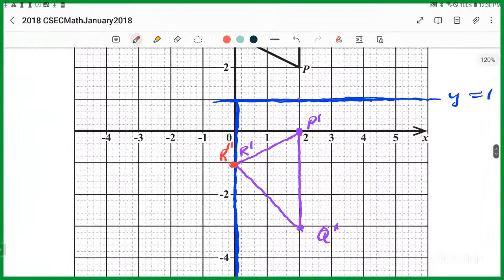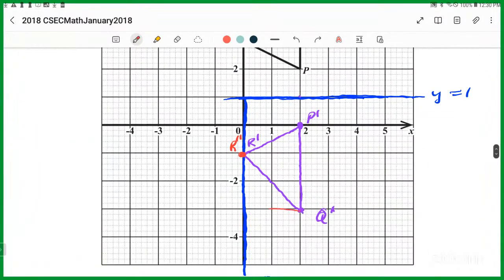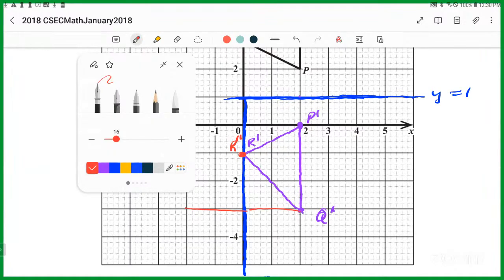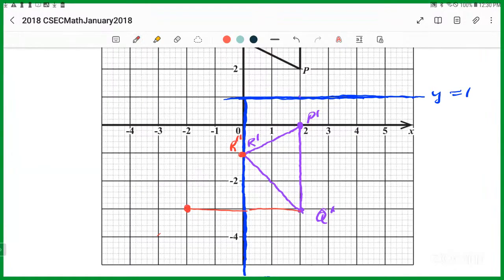Alright, then now this point, it is 2 to the mirror line, 2 on the other side to here. So this point is coming over here. Let's put that in red as well. Red right here. So that's where Q double prime will go. And this one up here, same thing. 2 to the mirror line, 2 on the other side. So it's coming here. And that's where P double prime would be. And then join them.